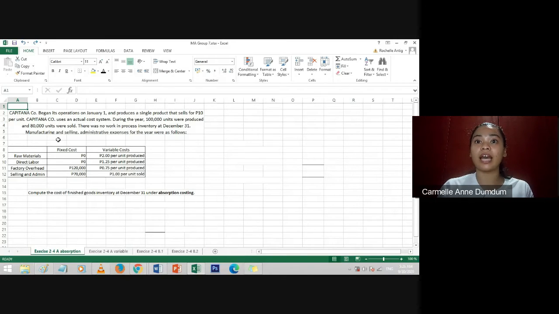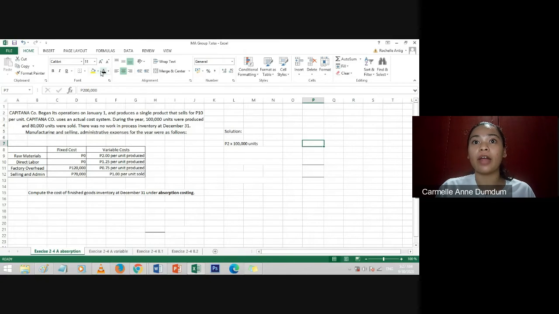So what we will be getting today first is the cost of finished goods inventory at December 31 under absorption costing. So in order to get that, first we will get the cost of goods manufactured. How? We will multiply the variable cost 2 pesos per unit produced by 100,000 units, which was the produced units during the year. In this, we will get 200,000.